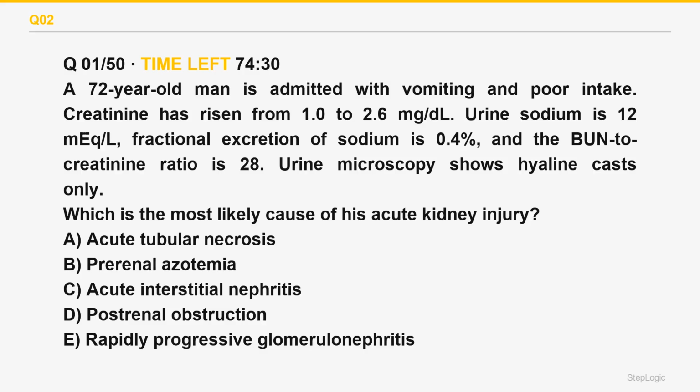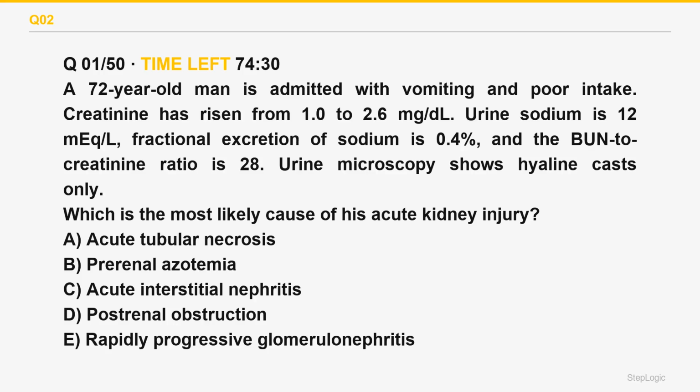Which is the most likely cause of his acute kidney injury? A 72-year-old man is admitted with vomiting and poor intake. Creatinine has risen from 1.0 to 2.6 milligrams per deciliter. Urine sodium is 12 milliequivalents per liter. Fractional excretion of sodium is 0.4%, and the BUN to creatinine ratio is 28. Urine microscopy shows hyaline casts only.